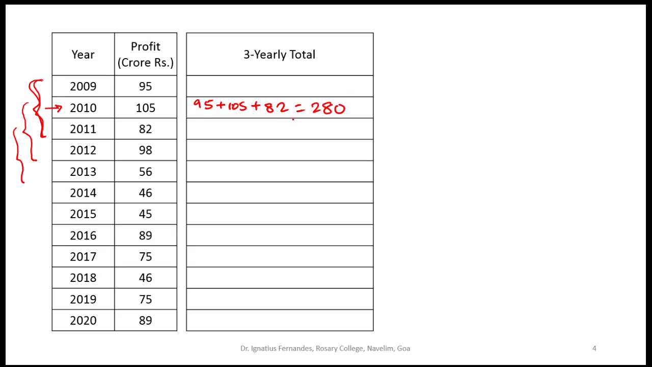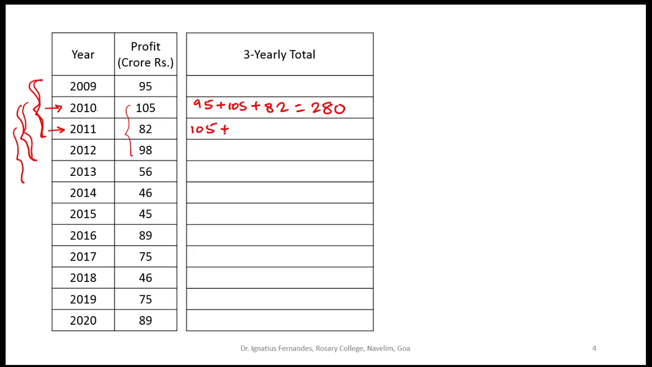When you go to the next 3 consecutive years, from 2010 to 2012, your middle year is 2011. You look at these 3 years, 105, 82 and 98, and write this total against the middle year, that is 2011.